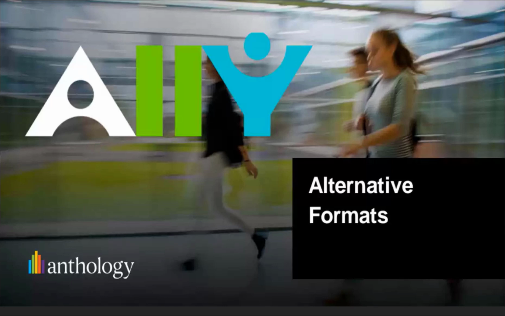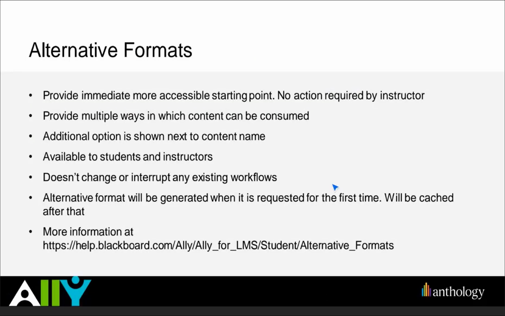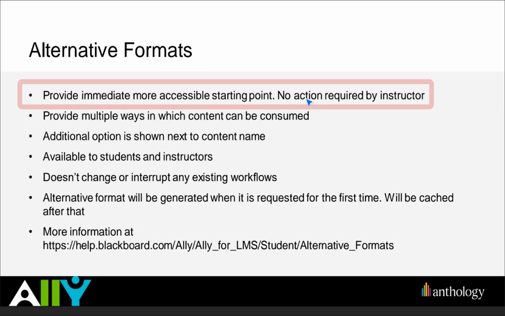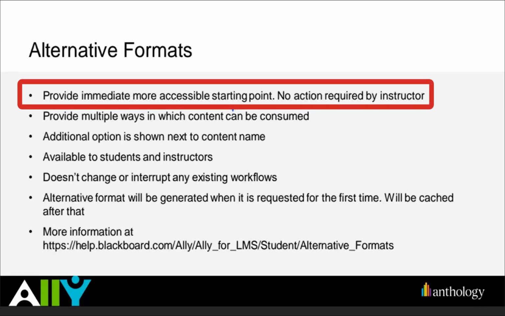So now that you have a little bit of background about what Ally is doing behind the scenes with checking the content and coming up with the accessibility score, we'll talk now about the alternative formats that Ally will make available. So the alternative formats will, in most cases, provide a more accessible version of the content without the faculty member having to do anything to the original.